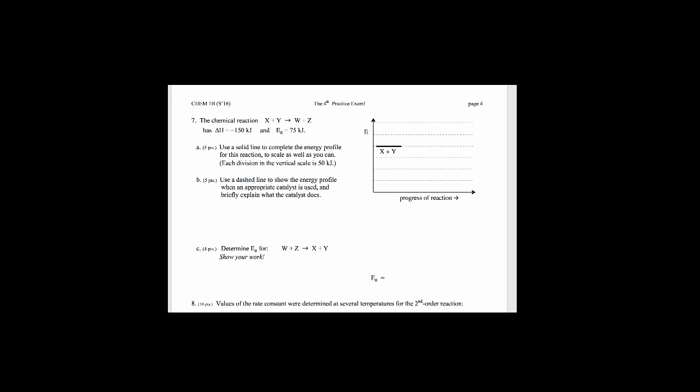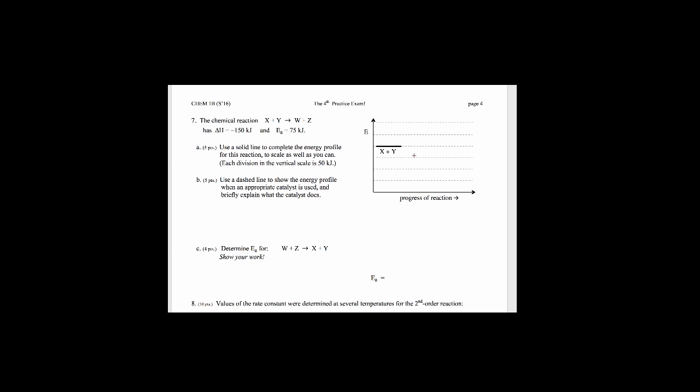Welcome to the fourth practice exam part 2 screencast, and we'll pick up where we left off on the first screencast with question number 7. We have a chemical reaction, X plus Y makes W plus Z. Delta H is negative 150 kilojoules.